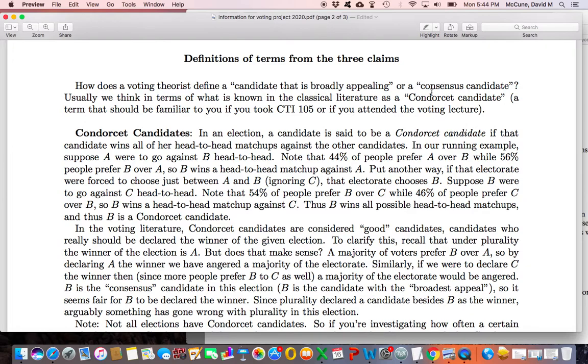So how does a voting theorist define a candidate that is broadly appealing, or consensus candidate? These are vague terms. So usually when you hear people say that, if you're a voting theorist, you translate that to what is known as a Condorcet candidate, which is not a vague term. This is fully defined in the literature. If you took CTI 105 or you attended that voting lecture, this should sound familiar to you.